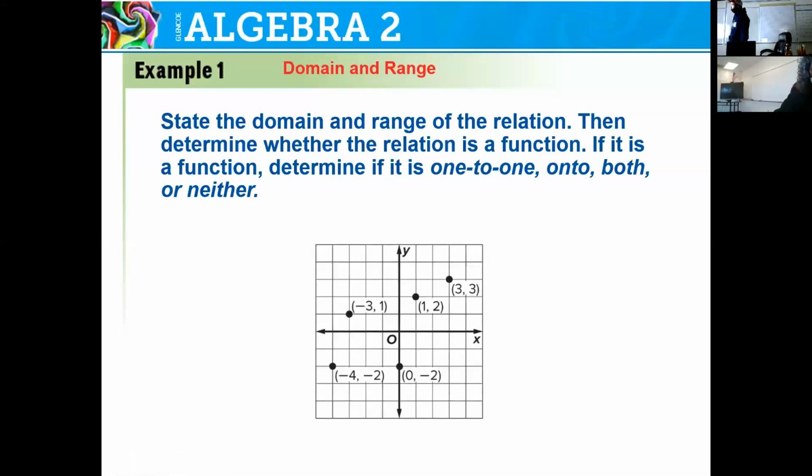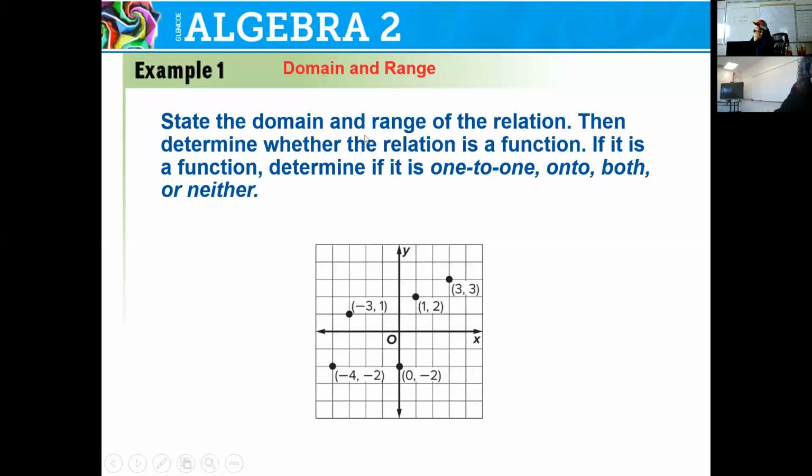And then the final one that we come to is 3. So here we have our domain. It's -4, -3, 0, 1, 3. And our range is -2, 1, 2, 3. Okay, once again, domain is x values, range is y values. Domain, work left to right. Range, work from bottom to top.